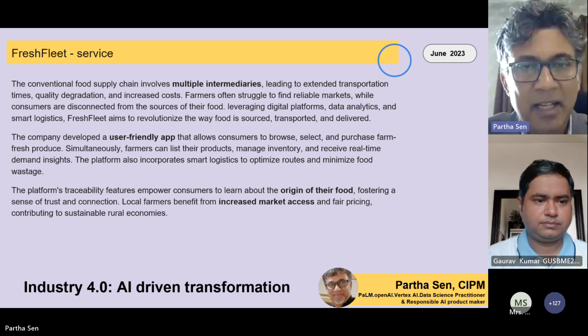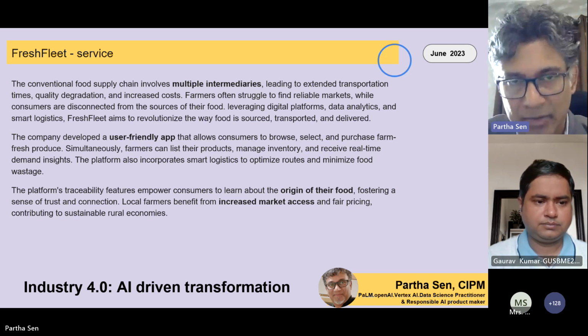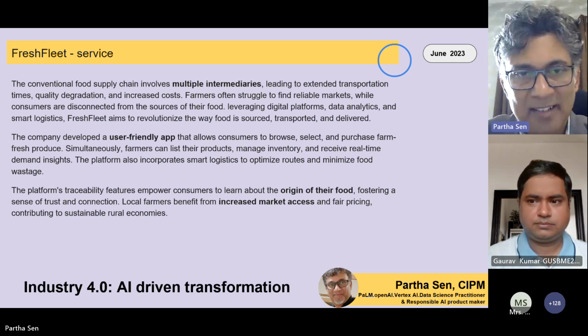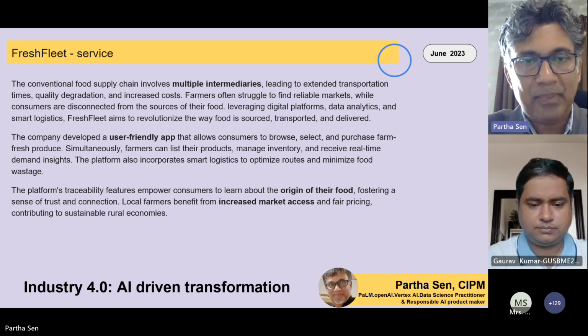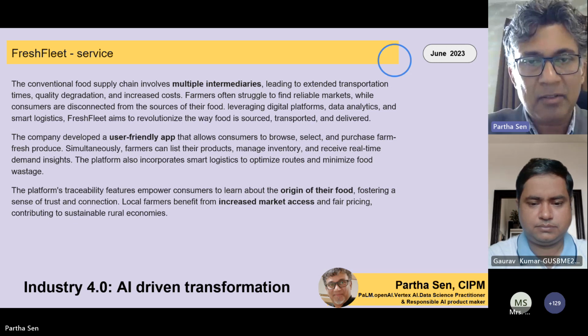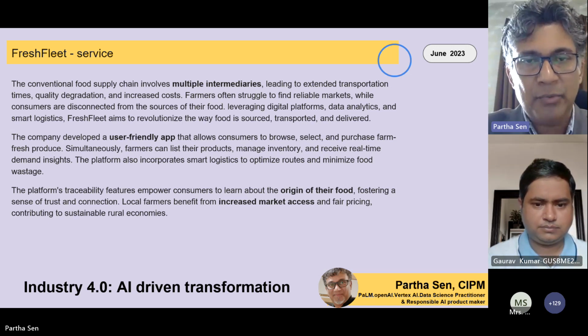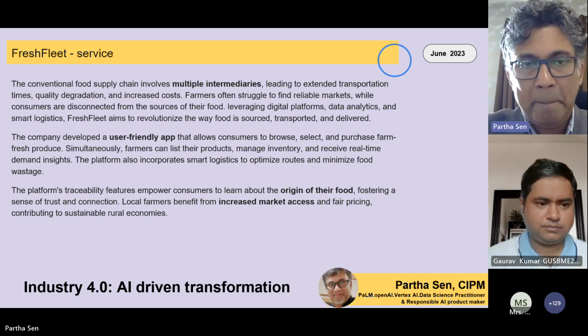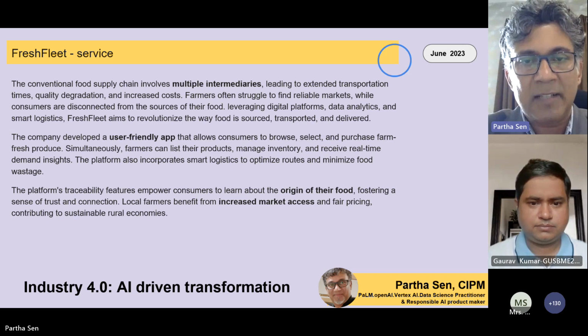They are using the digital platform and data analytics. All these things are already there with the company, and they use them for the same purpose: to bridge the gap between the consumer and the farmer. Here they have created one app, which is the tech service. It is a user-friendly app that helps consumers purchase from the farmer, and the farmer can get real-time insight and look into the inventory. This app is the platform, like a smart logistics system, and it creates optimized routing and minimizes food waste. These things are already with the app.